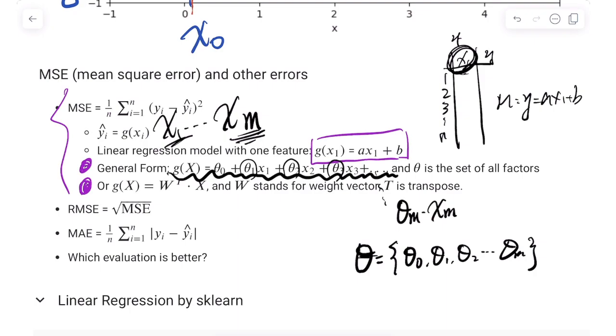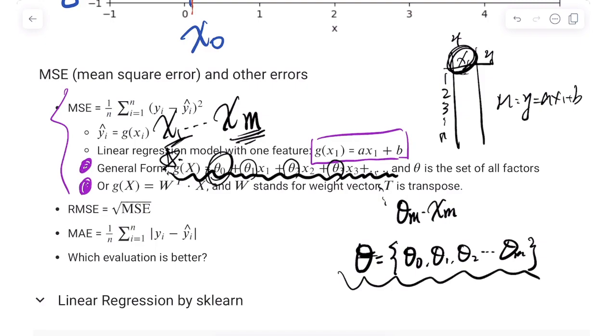It is not necessary to be one feature and a line. For such a general form, it can be m features with m factors, plus theta 0, which is the intercept value. So sometimes we write a linear model in this way.